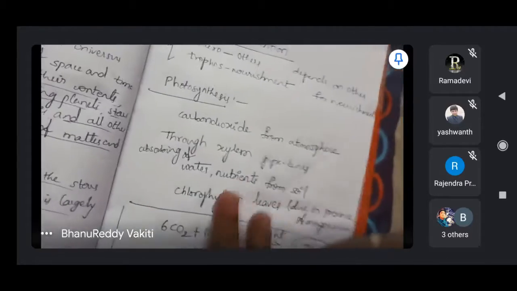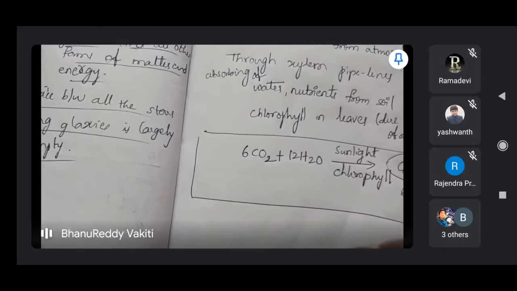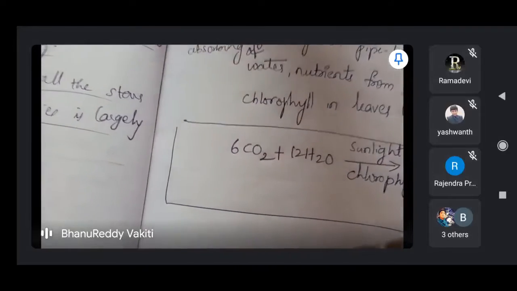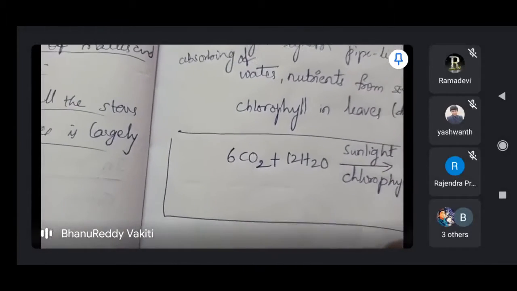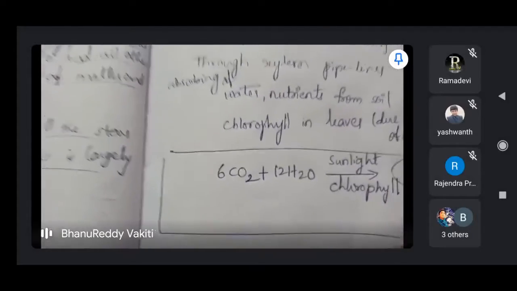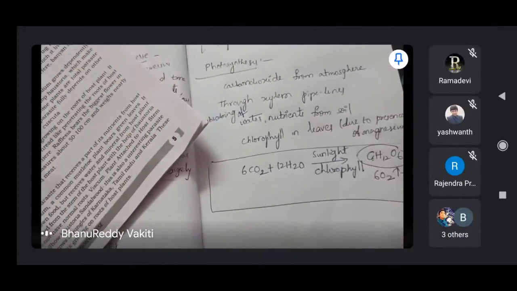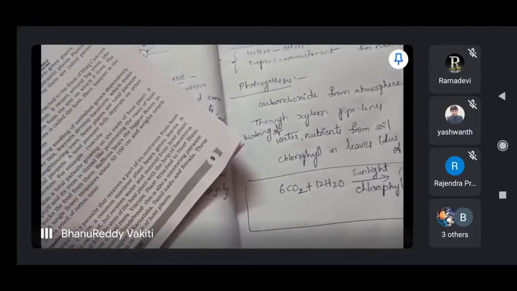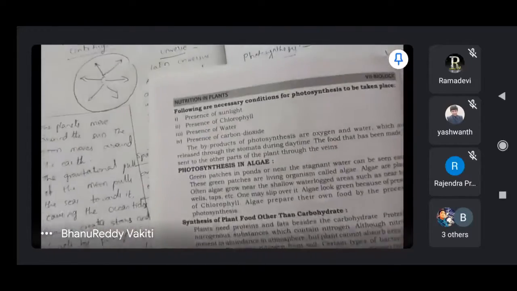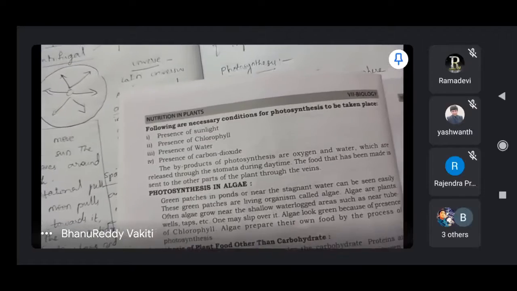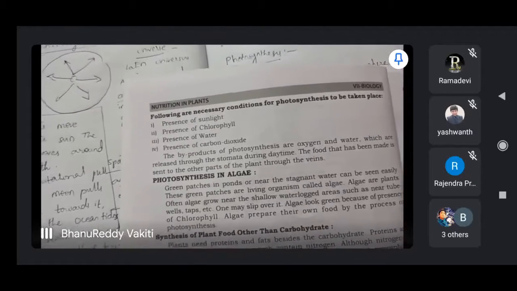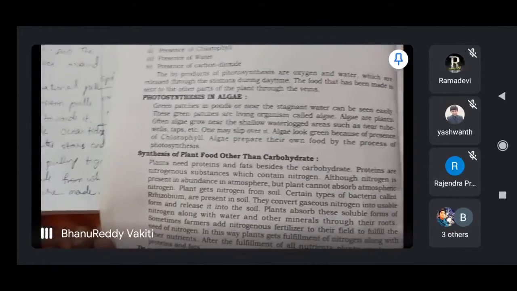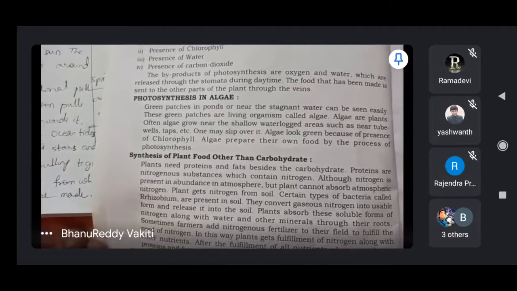So pine trees and other conifers have evolved to grow in a triangle shape because of photosynthesis. According to their need, they have to adapt to the situation. The following are necessary conditions for photosynthesis to take place. What are the necessary conditions? Sunlight must be present, chlorophyll is needed, water is needed, carbon dioxide is needed. And photosynthesis in alga, I have been telling you since last year, photosynthesis in alga.